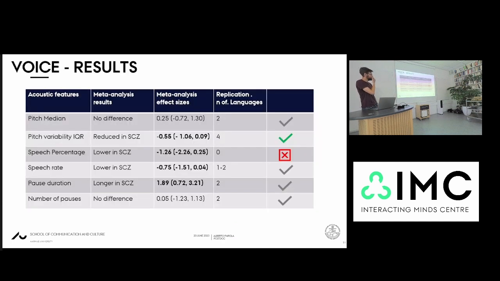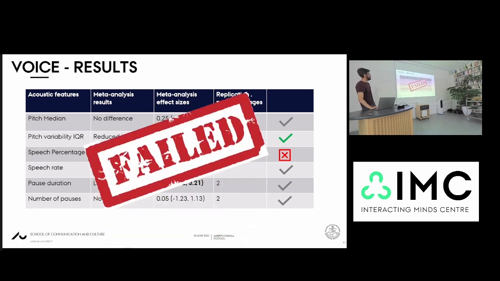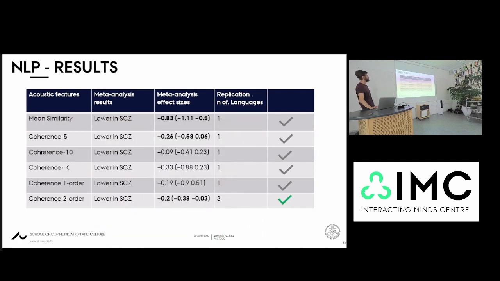So for the voice, we found just one feature that replicated well in all the corpora: reduced speech variability, the flatter tone of voice of patients. For all the other features, we found very limited replicability or none at all. For example, speech percentage, which had one of the largest effect sizes in the meta-analysis, was not replicated in any of the four samples, in any of the four languages. For the other features, we found replication in one or two samples at best. So replication failed.